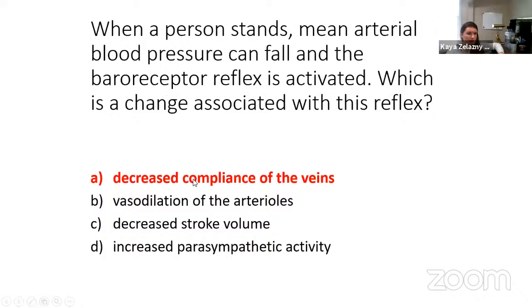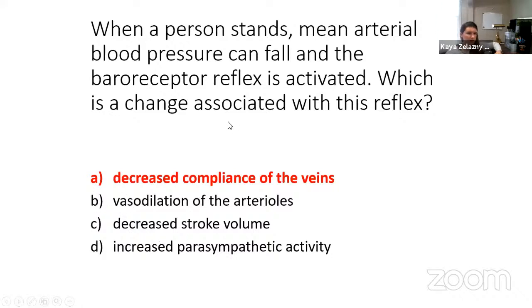So it is A, the decreased compliance of the veins. So dropping down their compliance, increasing venomotor tone, sort of tensing them, is one of the ways we increase stroke volume, right? Because we're looking basically for ways to bring our blood pressure back up. So we're trying to increase stroke volume, we're trying to increase heart rate, and we're trying to increase TPR. So A is the only one that would increase MAP. All of these other effects would decrease MAP.